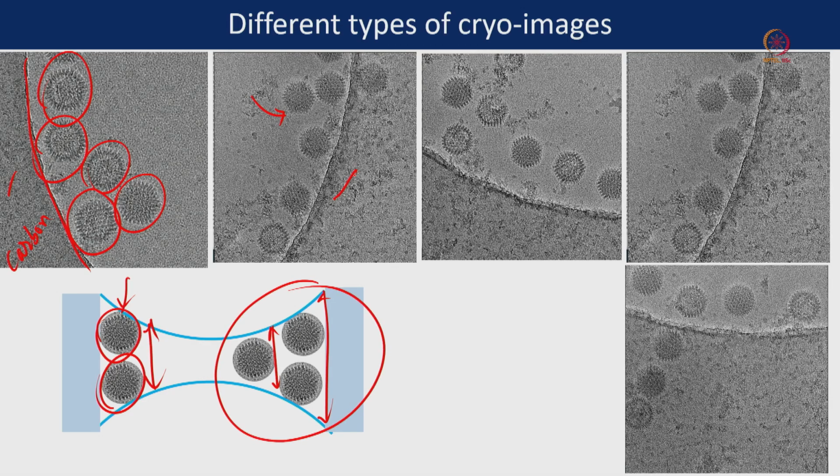And here also you can see this is a carbon area, and this is the ice near that carbon area where virus particles are staying. The same thing is here, and the same thing is here also.